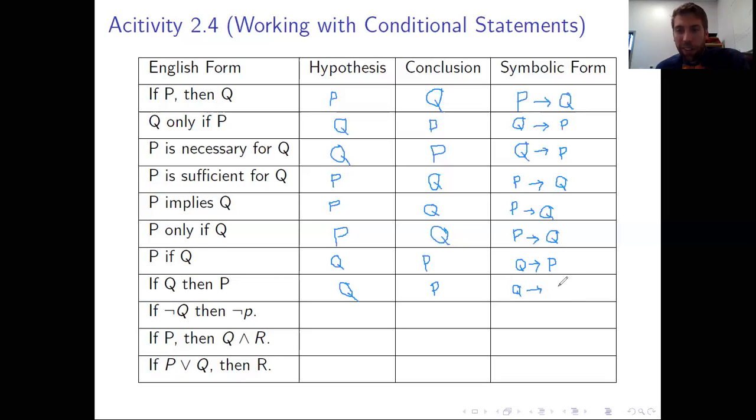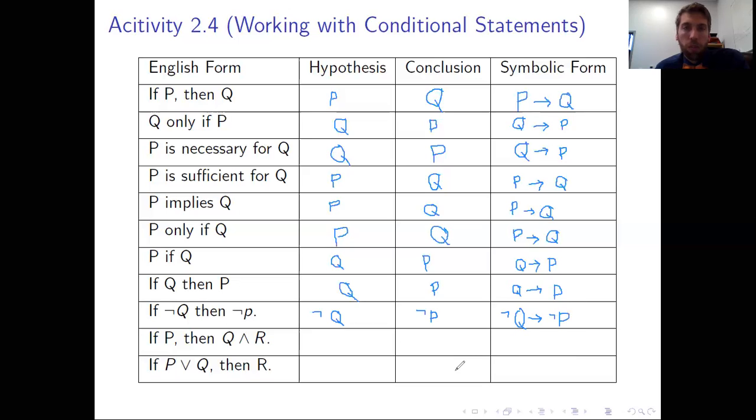I think my handwriting is getting worse as we go here. All right. If not Q, then not P. Well, little typo there. I meant to have a capital P, whatever. So your hypothesis is not Q, and your conclusion is not P. So not Q implies not P.